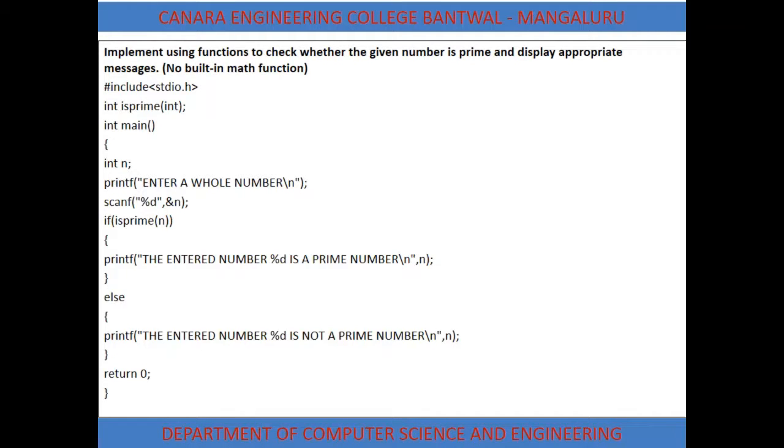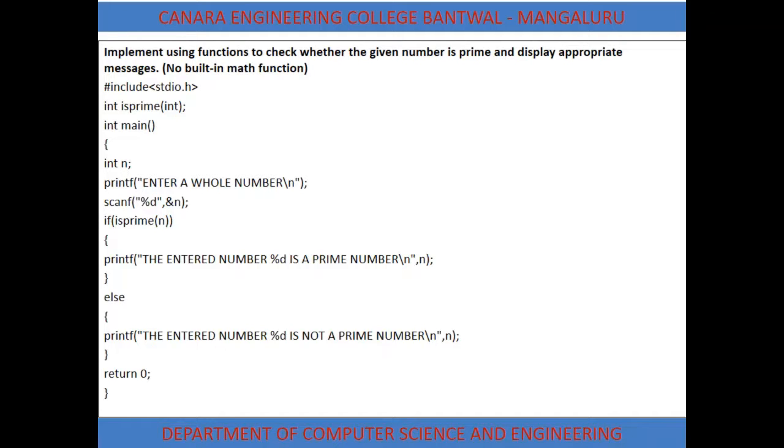If the is_prime function returns the value as 1, 1 means true. So if it returns 1, then I will display that the entered number is a prime number. Else I will display that the entered number is not a prime number. So I am giving a call within the if statement itself. If is_prime of n. Now that is the function call.